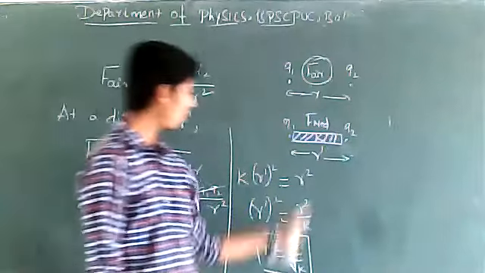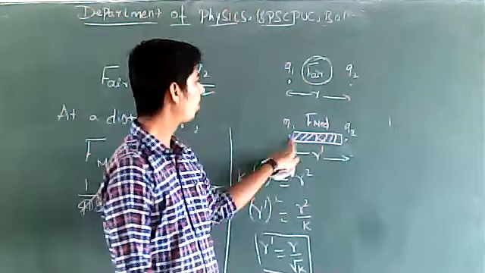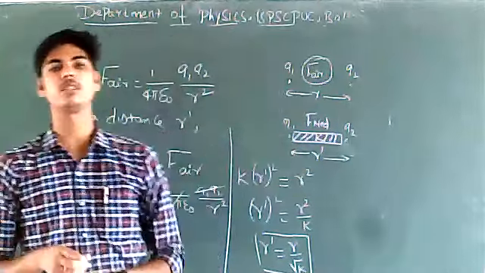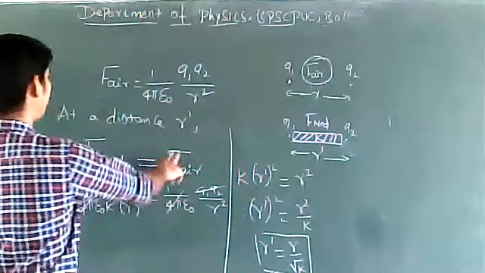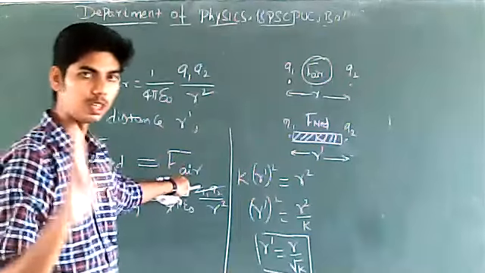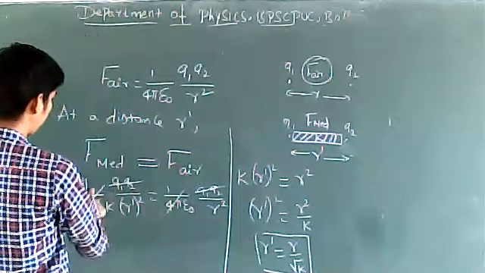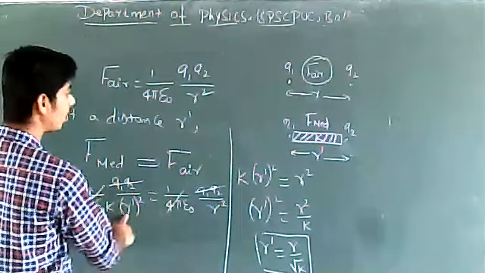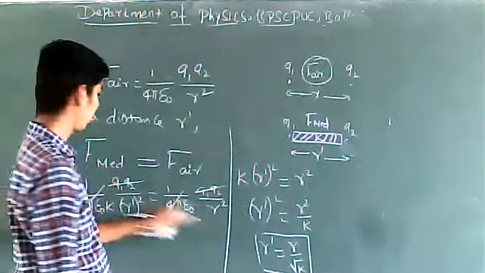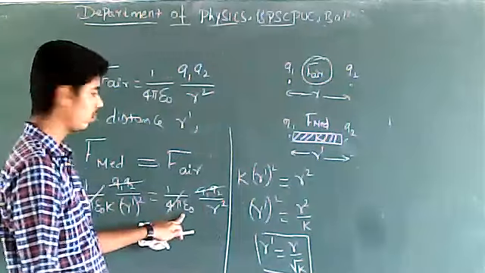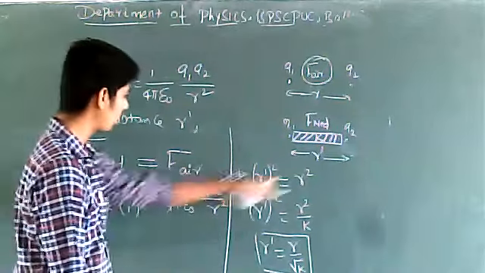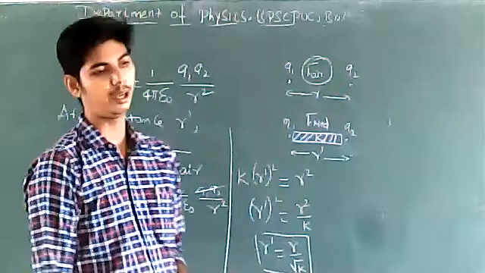So r dash is equal to r by root K. At a distance of r by root K, the two point charges in the presence of medium will experience the same force as they experienced in air, right? So the forces should be made equal. Force in medium is 1 by 4 pi epsilon naught K Q1 Q2 by r dash squared, equal to 1 by 4 pi epsilon naught Q1 Q2 by r squared. Everything cancels, K r dash squared equals r squared, so r dash will be r by root K.